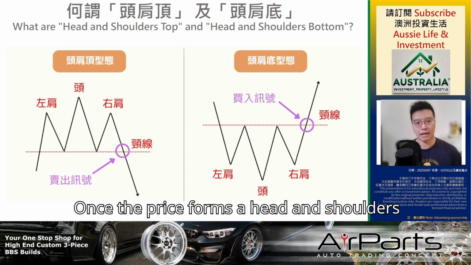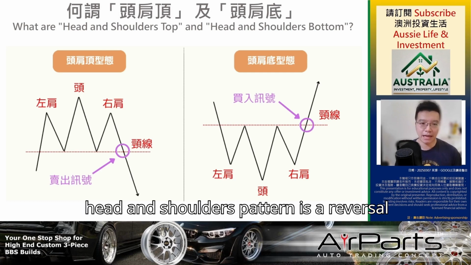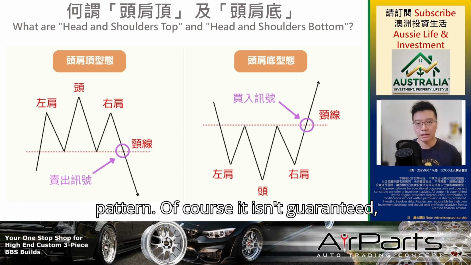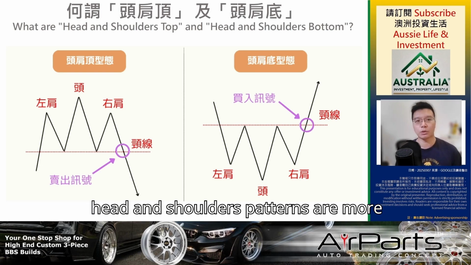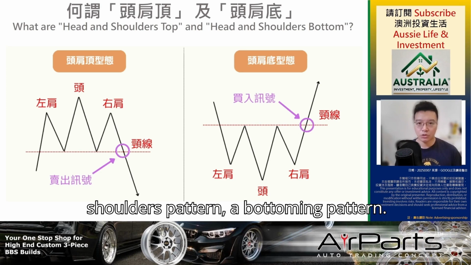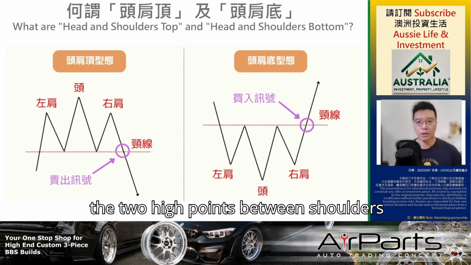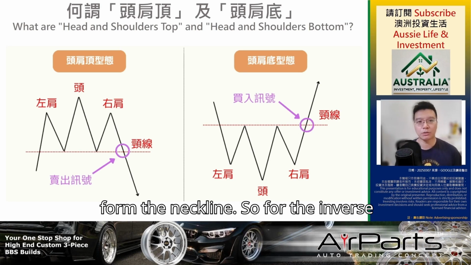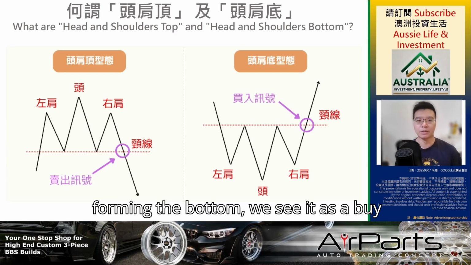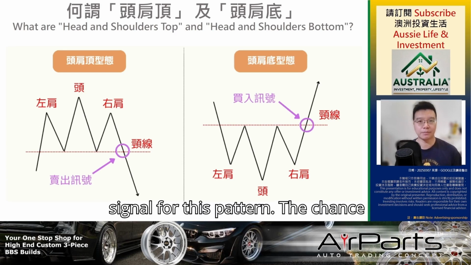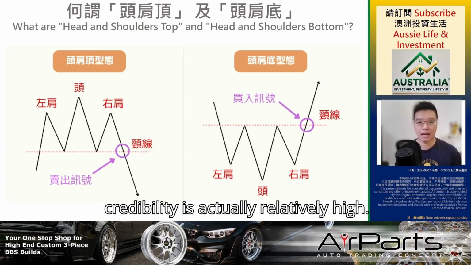Once the price forms a head and shoulders pattern and breaks below the neckline, we see it as a sell signal. We know that the head and shoulders pattern is a reversal pattern. Of course, it isn't guaranteed, but the head and shoulders and inverse head and shoulders patterns are more likely. Now, about the inverse head and shoulders pattern, a bottoming pattern. It's the mountain shape upside down. Here, the two high points between shoulders form the neckline. So, for the inverse head and shoulders pattern, when the price breaks above the neckline after forming the bottom, we see it as a buy signal for this pattern. So the credibility is actually relatively high.